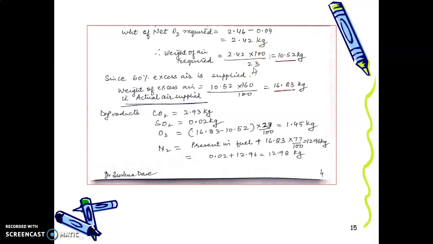Why is it so? Because it is again a unitary method. 23% is by weight. So if 23% oxygen is there, then we have to supply 100 air. If 1% is there, 100 upon 23. And if 2.42 is required, then 100 upon 23 into 2.42. So in that case, we get 10.52 kg of air requirement for this particular combustion process.